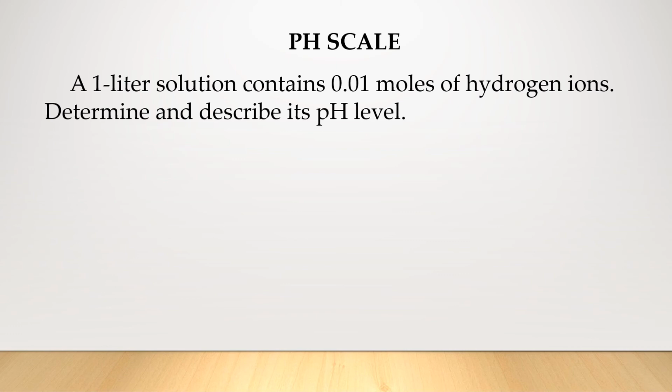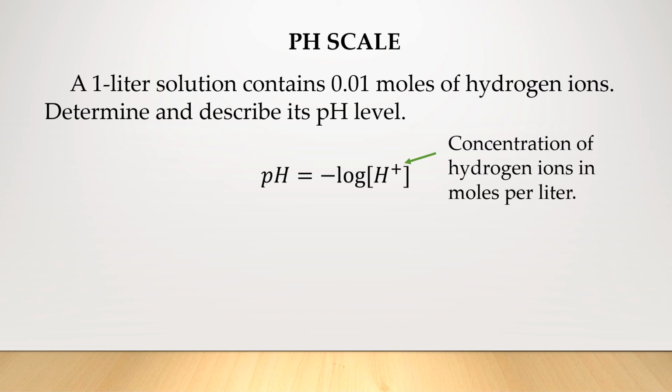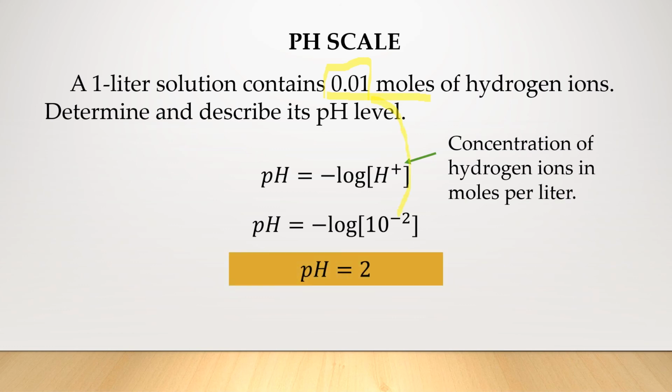Next is about pH scale. 1 liter solution contains 100 moles of hydrogen ions. Determine and describe its pH level. So, for this one, we have the formula of pH is equal to the negative logarithm of H, or yung ating concentration of hydrogen ions in moles per liter, and that is 0.01. And 0.01 is also equal to 10 raised to negative 2. Therefore, we have the pH is equal to 2.